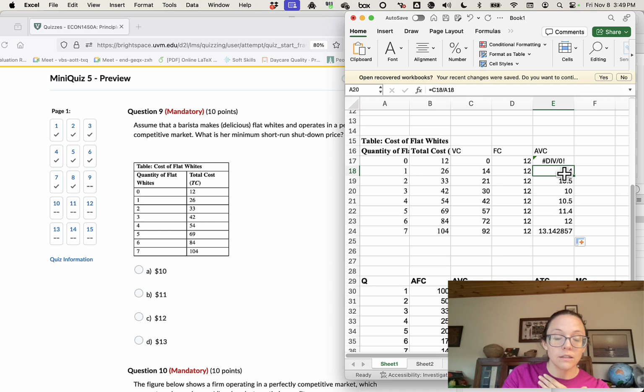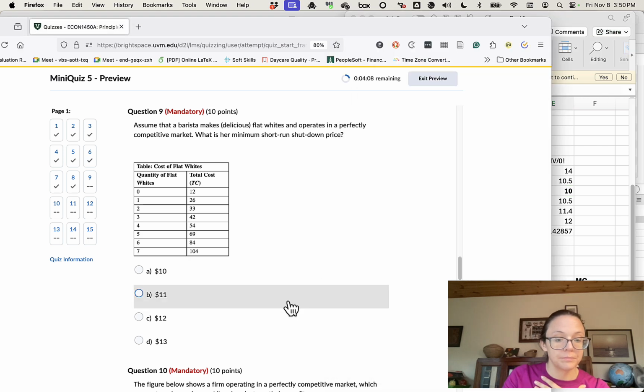And what you can see is that like all ATC curves, or most of them, not all, it tends to fall and then rise. So this is the one that is the smallest, which means her minimum short-run shutdown price is 10. If the price is at least 10, she will stay in business in the short run, even if she might be losing money. But in the long run, she would shut down. If the price is any lower than 10, then she would shut down even in the short run.